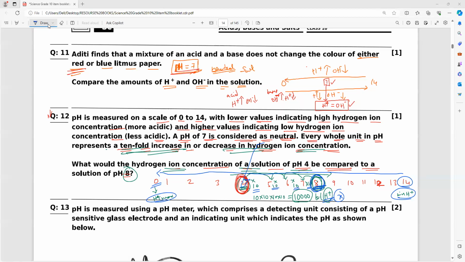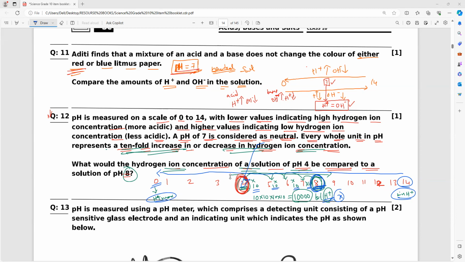Do you understand the answer? Everybody, write the answer. Two different ways you can write the answer. What can we write first? A solution of pH 4 has 10,000 times high concentration of hydrogen ions compared to a solution of pH 8.